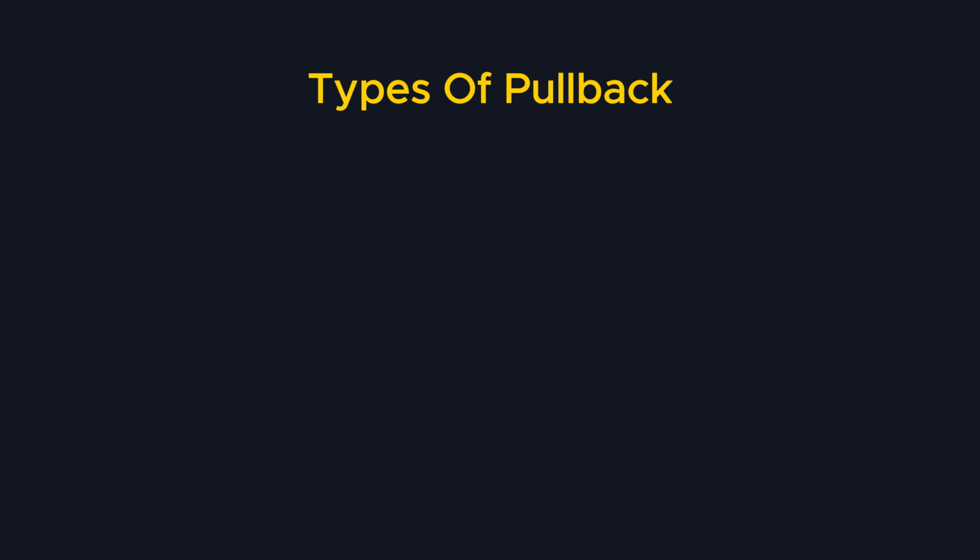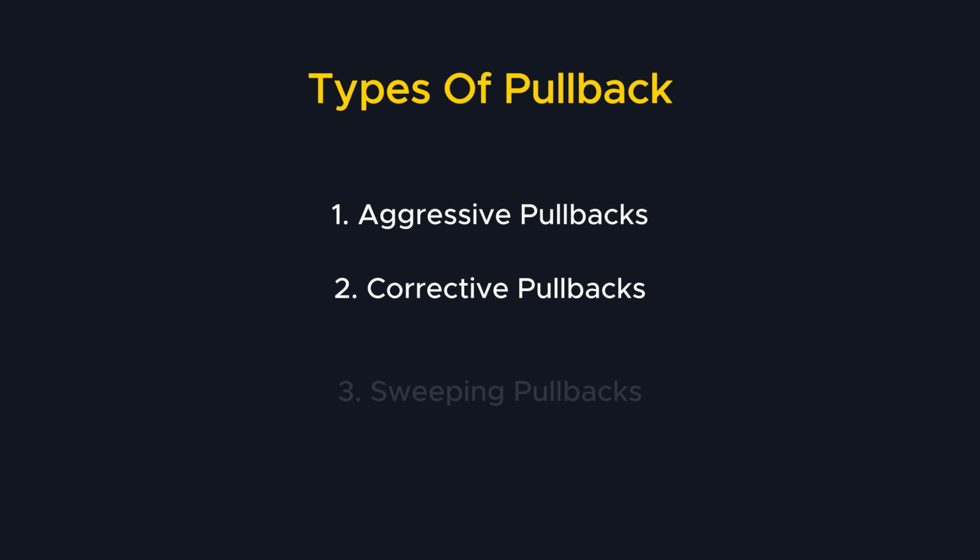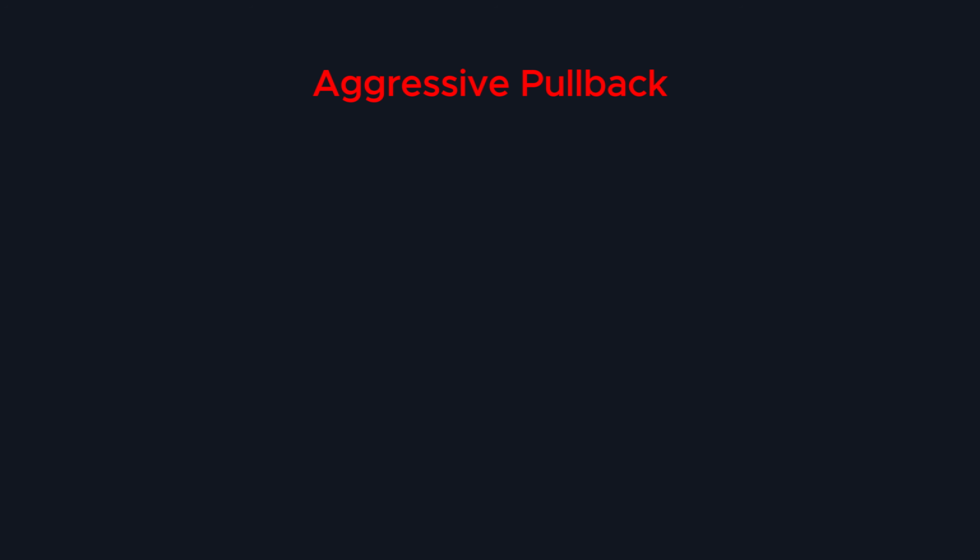Pullbacks can be categorized into three distinct models: aggressive pullbacks, corrective pullbacks, and sweeping pullbacks. Let's learn about these pullbacks in detail, and learn how you can use them to increase your trading profits and decrease unnecessary losses. Let's start with the aggressive pullback.